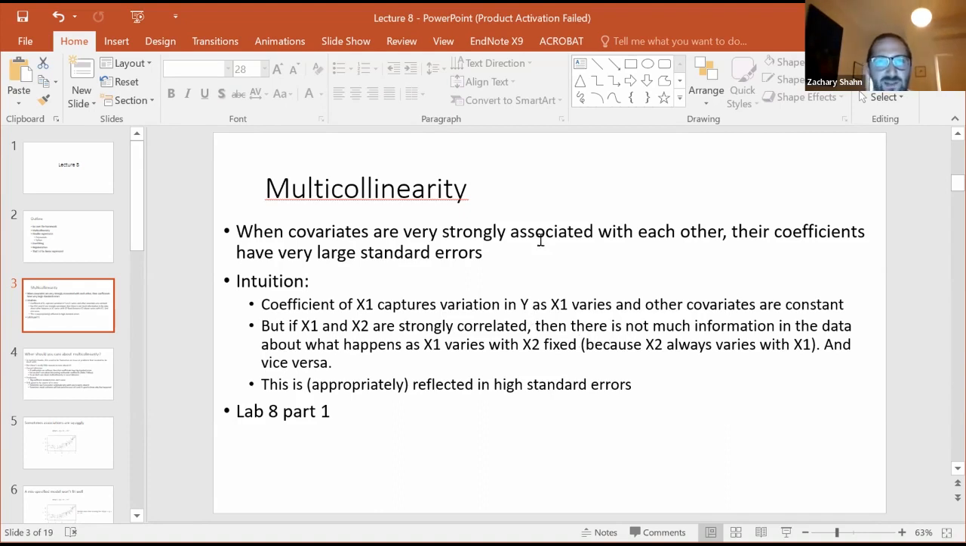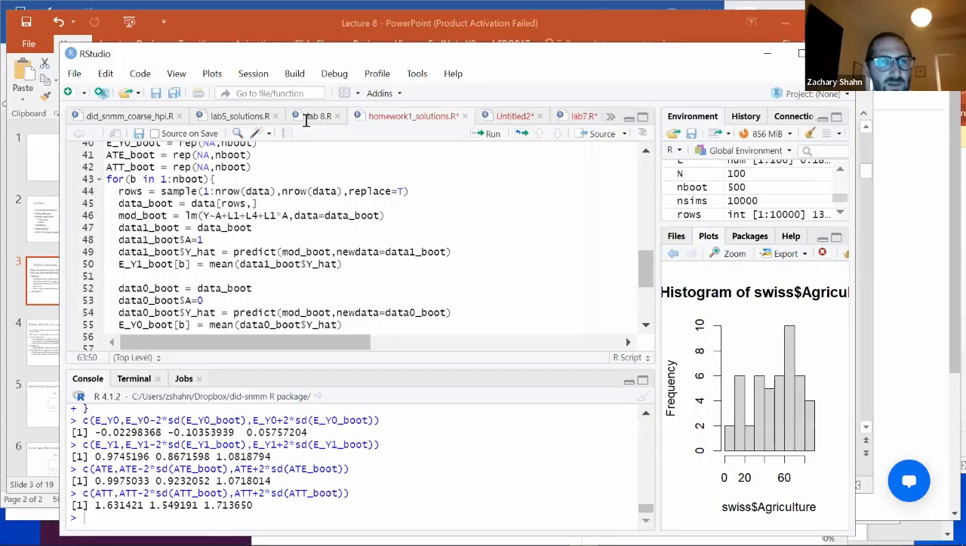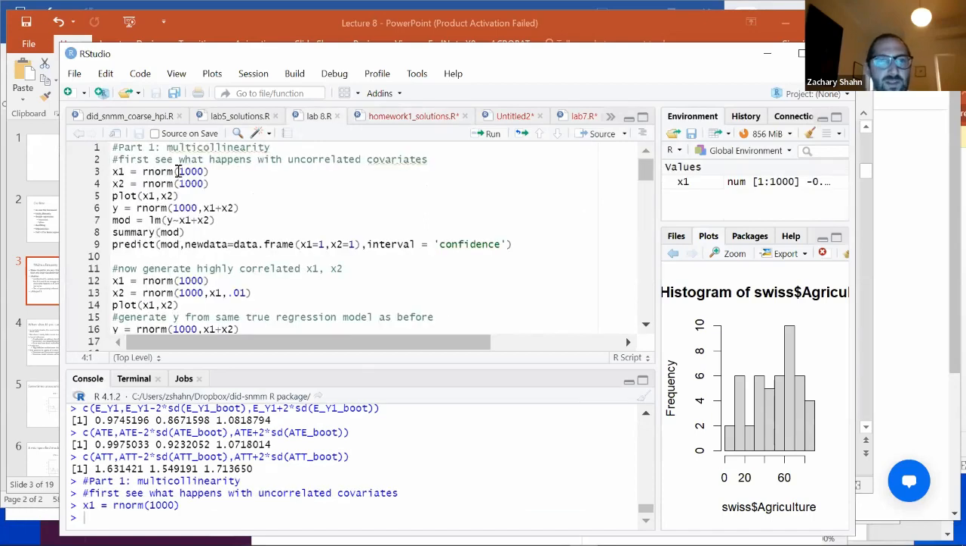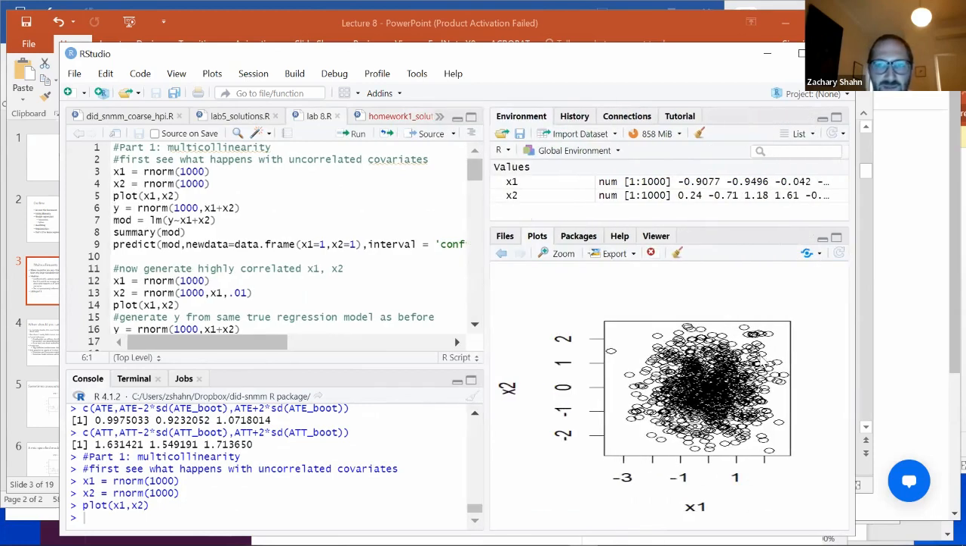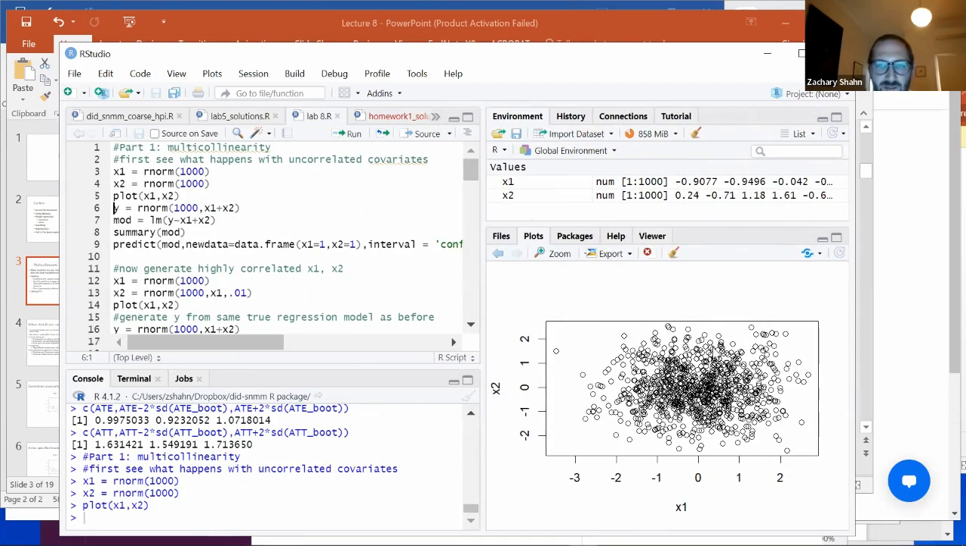Okay, so let's just do an illustration to make this clearer. Let's just do the full screen. Okay, so first, let's just see what happens when there's no multi-collinearity, when the covariates are not associated. So we just have x1 and x2 both being independent normal variables. And here's what they look like plotted against each other. It's just a ball, right? They're not associated with each other at all.